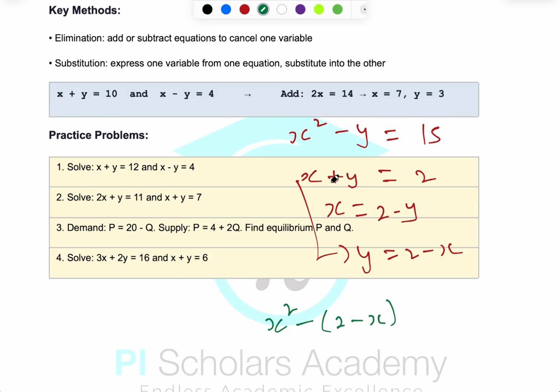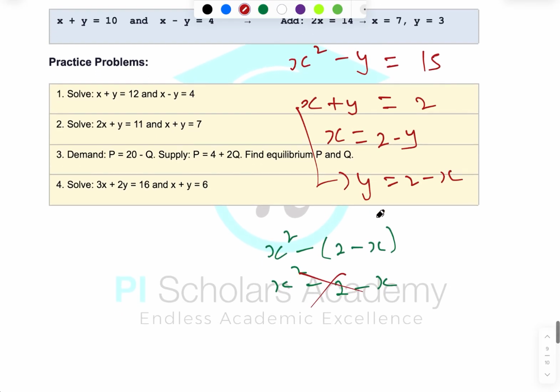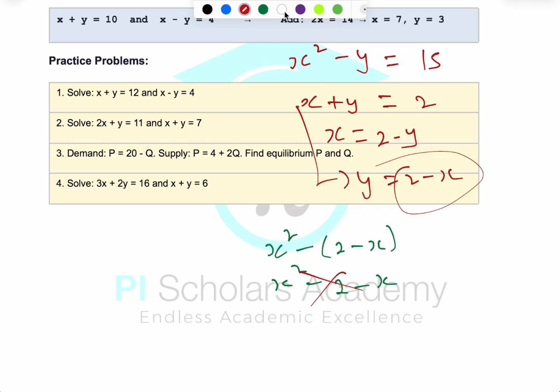If you observe, I did not just say x squared minus 2 minus x. This will be a disaster because the entire y is what? 2 minus x. So therefore, when I'm substituting inside, I have to put a parenthesis to make sure that the minus sign affects everything here. And this will be equal to 15.